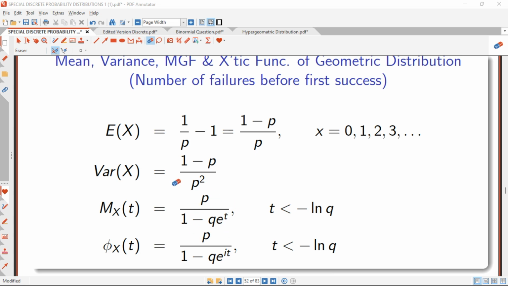All that we are going to do for the characteristic function is replace the t here with it, and then that is our characteristic function.